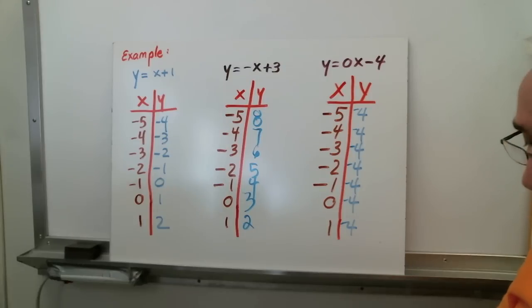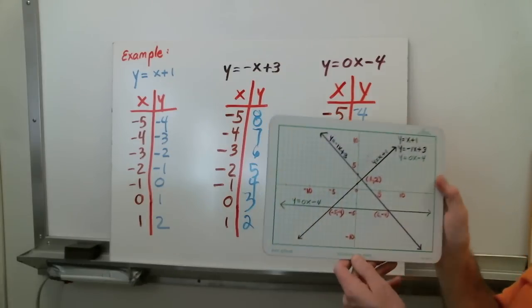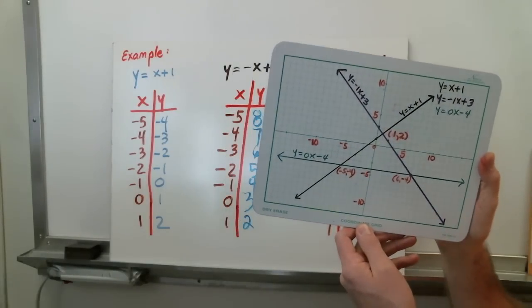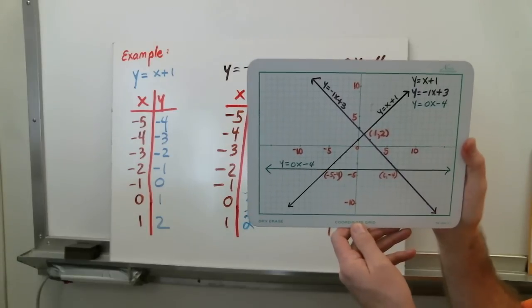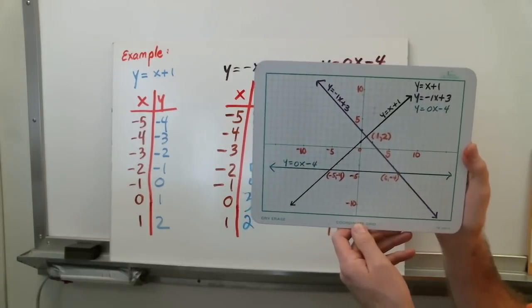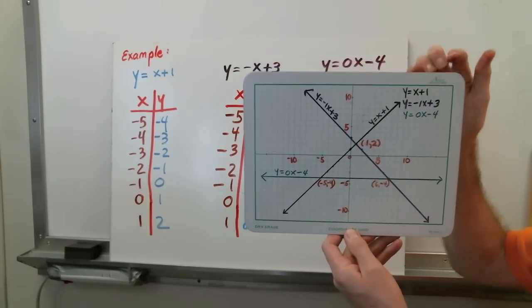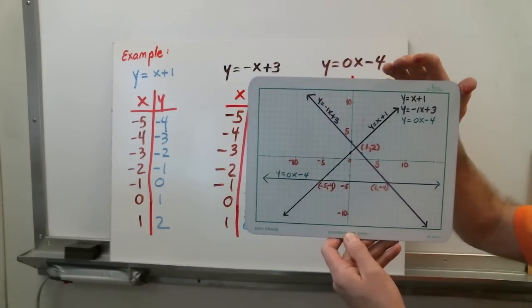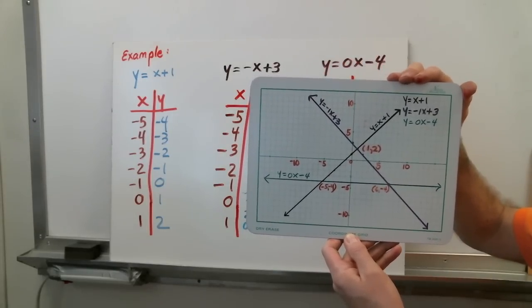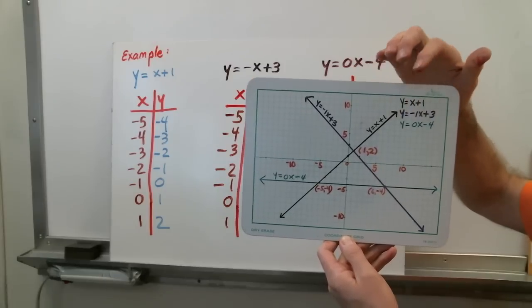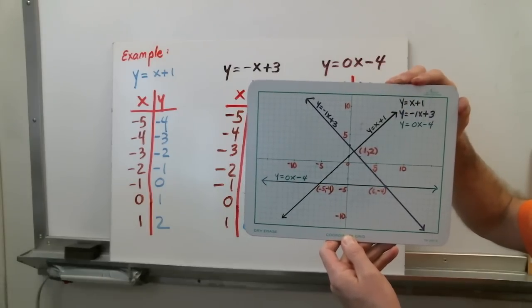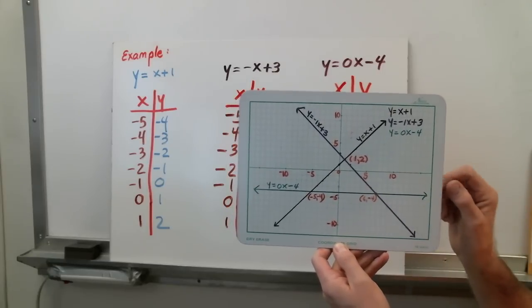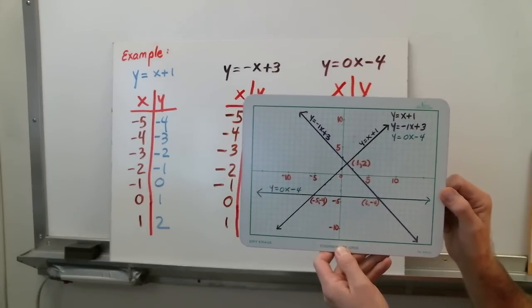So we're going to graph these three equations on a coordinate graph. And I'm going to pull this in a little bit closer to make sure that you get it here. I'm sorry if it's a little wobbly. I'll try to hold it still. Notice we have all three of our equations listed right here. This graph here is the graph of y equals -x plus 3. This one is the graph of y equals x plus 1. And this horizontal graph is y equals 0x minus 4.